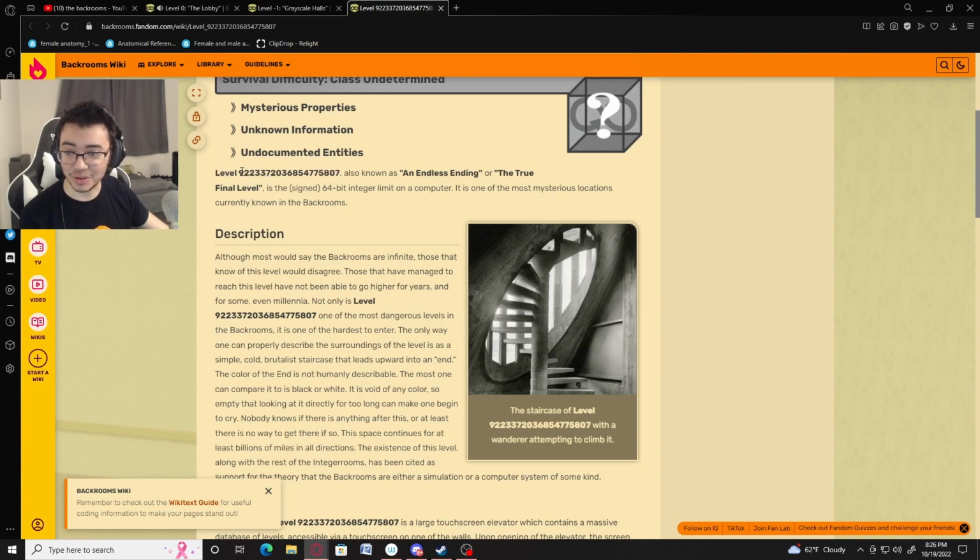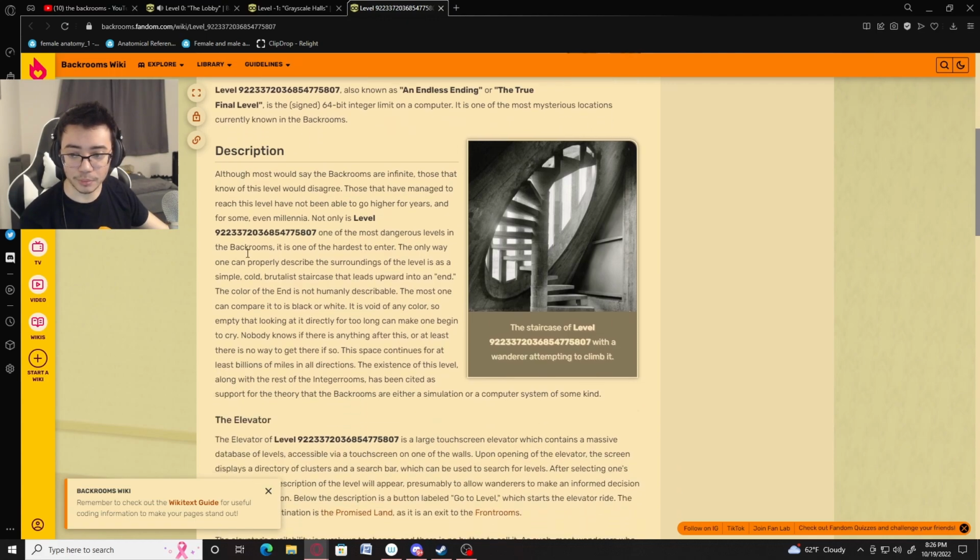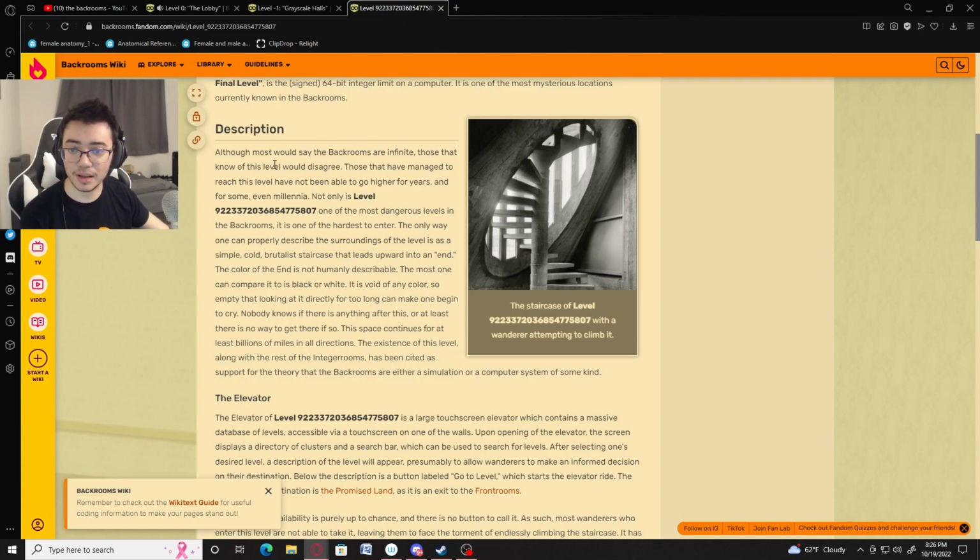Why does it have to be truly the final level at specifically this number? You could have just put like 99999. It's the signed 64-bit integer limit, oh, okay. I literally already answered my question right there. It is one of the most mysterious locations currently known in the Backrooms. Although most would say the Backrooms are infinite, those that know of this level would disagree. Those that have managed to reach this level, I don't know how you would even manage to reach this level, have not been able to go higher for years, and for some, even millennia.